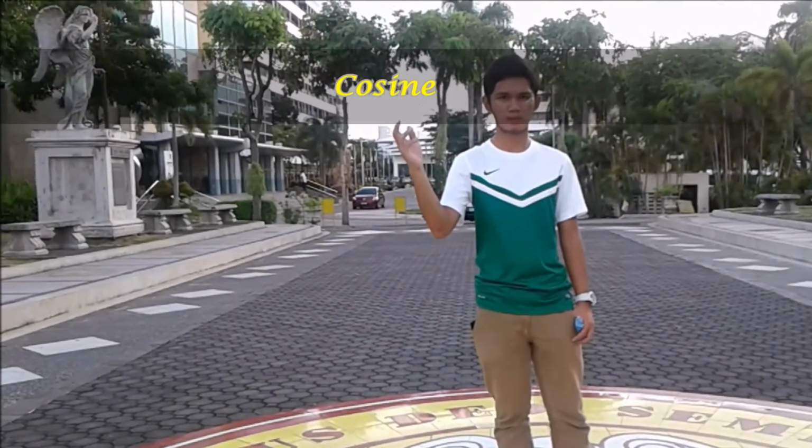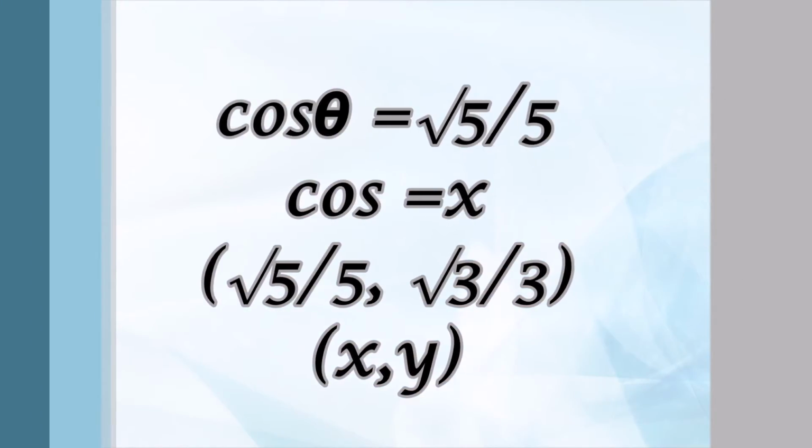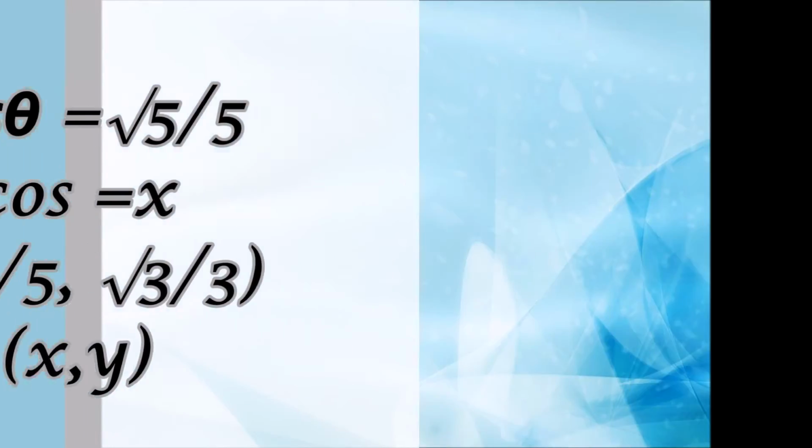Second is the cosine. The answer is square root of 5 over 5, because square root of 5 over 5 in the coordinate square root of 5 over 5 and square root of 3 over 3 represents the variable of x, and that is the representation of cosine.